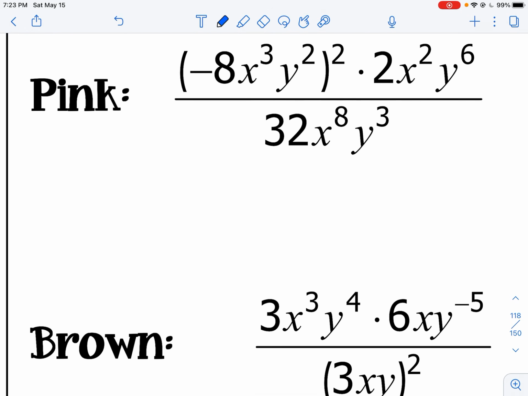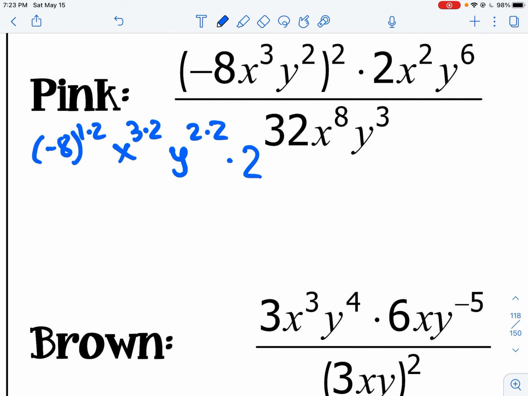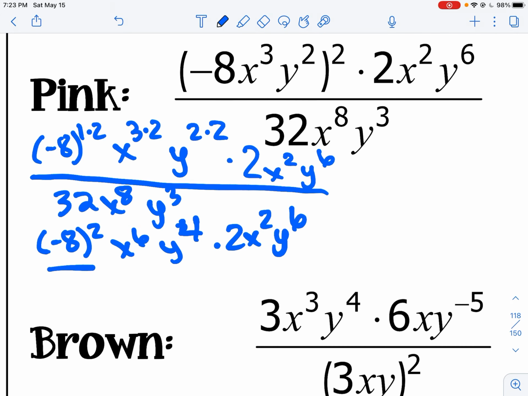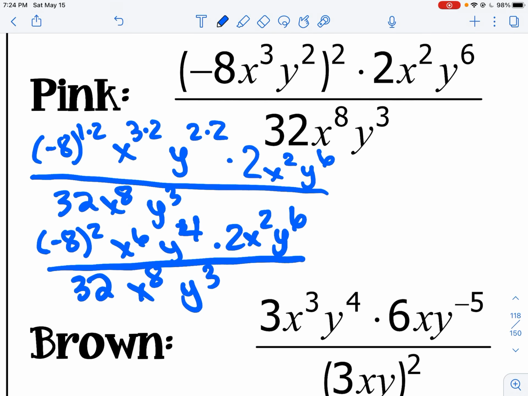Okay, again, we have to do our exponent first. So negative 8 to the 1 times 2, x to the 3 times 2, y to the 2 times 2, times, oh, I didn't leave myself room. Oops. That's okay. You'll forgive me. 32, x to the 8th, y to the 3rd. So, negative 8 squared, x to the 6th, y to the 4th, times 2x squared, y to the 6th, over 32, x to the 8th, y to the 3rd.